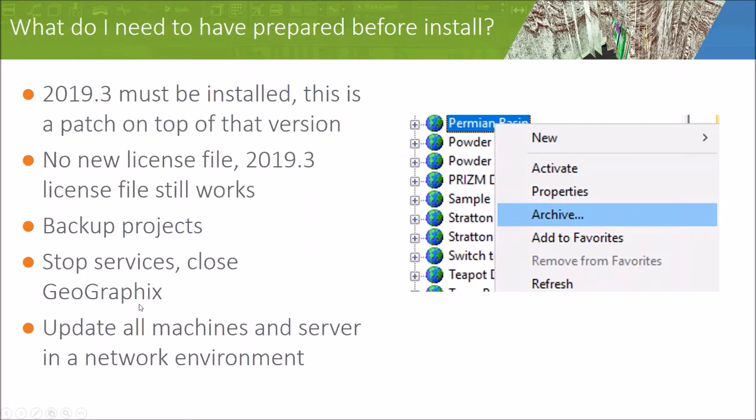And if you're going to be doing this in a network environment, then all machines need to be updated simultaneously, as well as the server. If any machine's not on the same version, then they will not be able to see the server-based projects or be able to activate the server-based projects. So make sure that if you're updating one user, all users in the same environment are all updated, as well as the server machine itself.